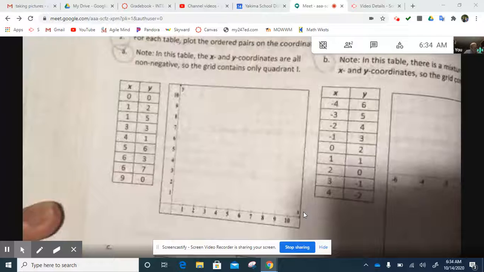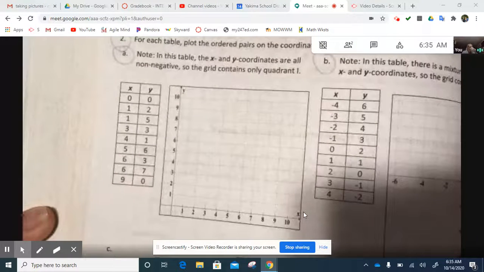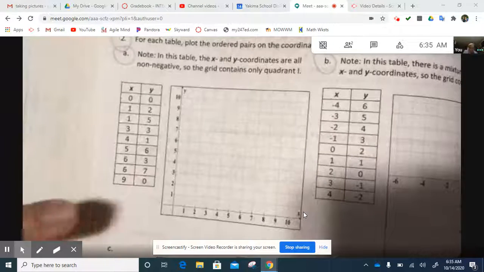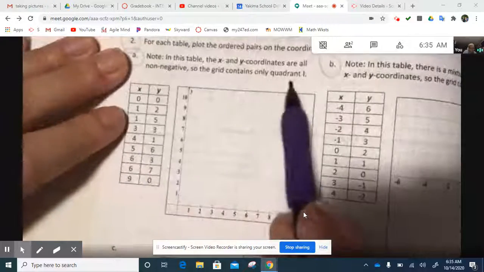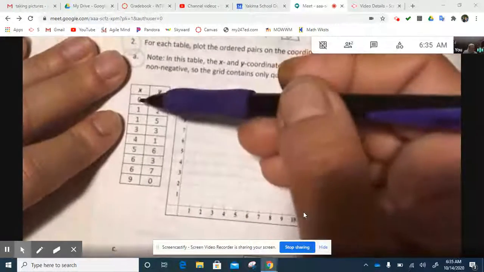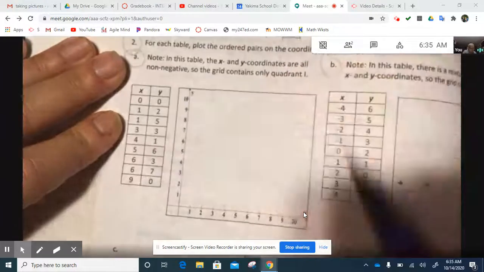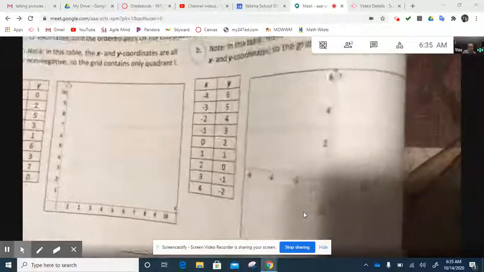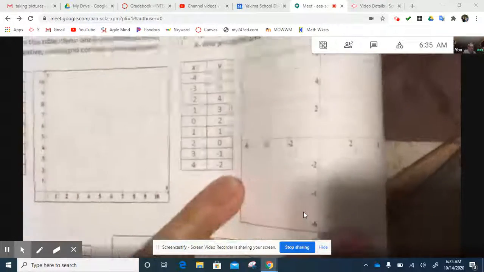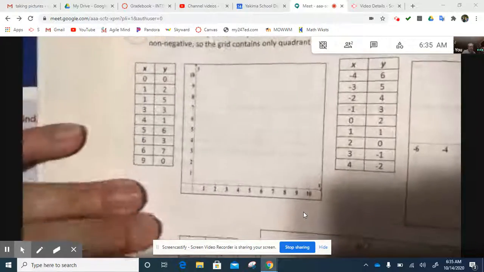Okay, for 2a, for each table, plot the ordered pairs on the coordinate plane. In this table, the x and y coordinates are all non-negative, so the grid contains only quadrant 1. What they're talking about is all of these are non-negative. They're positive numbers. So they only put in quadrant 1. They didn't need to put in the whole grid showing all the quadrants because we don't have any negative numbers to work with. It's kind of like what we did in class.